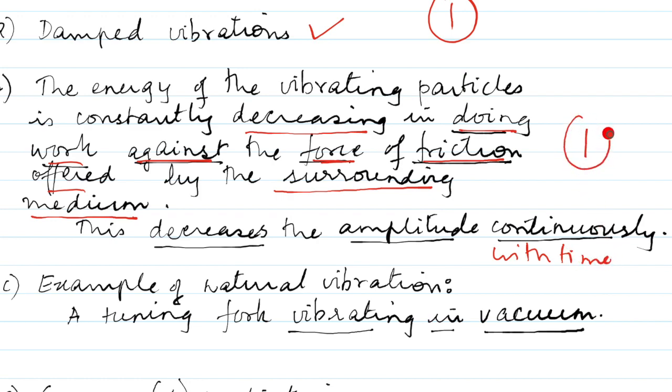Okay, so to write this whole thing properly is 1 mark. Example of natural vibration. Write a typical example like a tuning fork vibrating in vacuum. This is important because then you will have the natural vibration where the amplitude with time remains constant, and that will be your 1 mark.